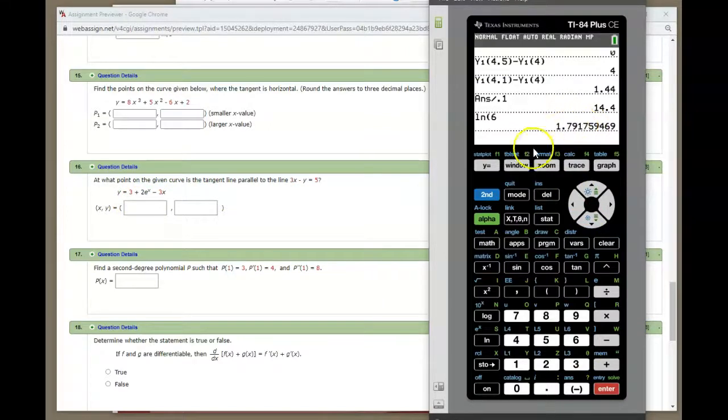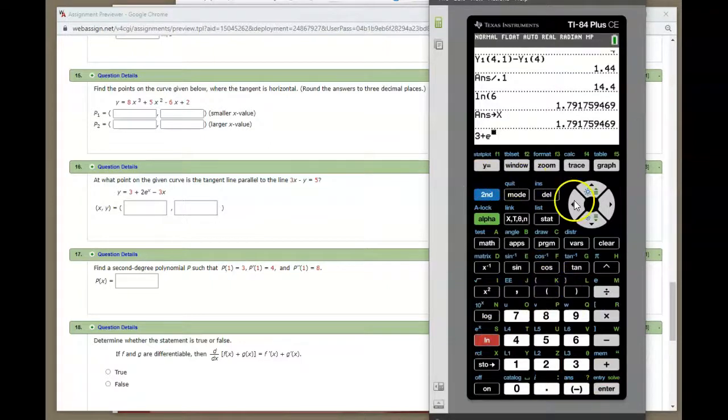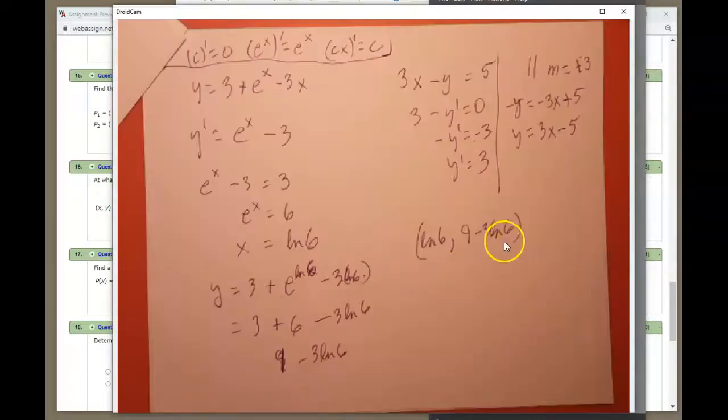Now once I have that, what I want is the y of that. So I'd have to store that to x, and then the y value would be 3 plus second e to the x minus 3x. So I'm putting this back into y because I want the y value. And this gives me 3.62472. So there are the approximations for the answers that I put on here. Natural log 6, 9 minus 3 natural log 6.